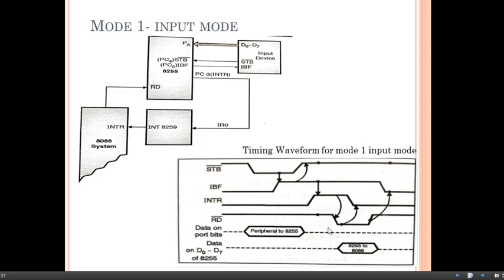When the peripheral wants to send the next data byte, it will check the IBF signal again. If it is low, it will repeat the steps I have just mentioned to transfer the next data byte. In this way, the data on the port bits of the peripheral to the 8255 are transferred to the 8086 once this read bar signal is activated, and this happens in the case of interrupt driven input.